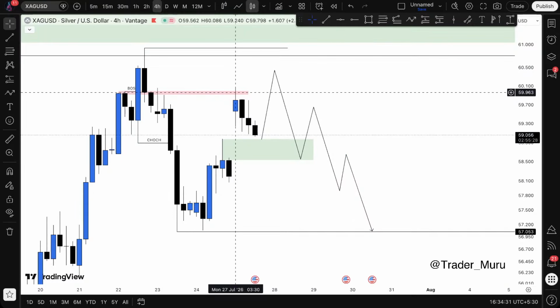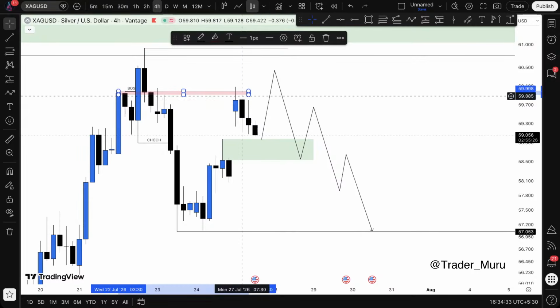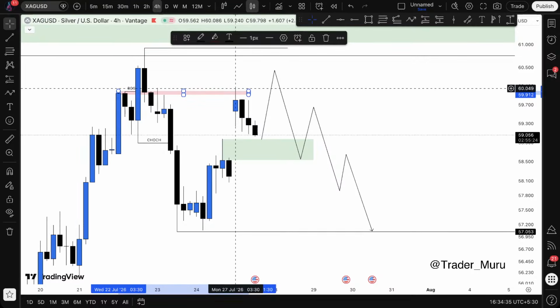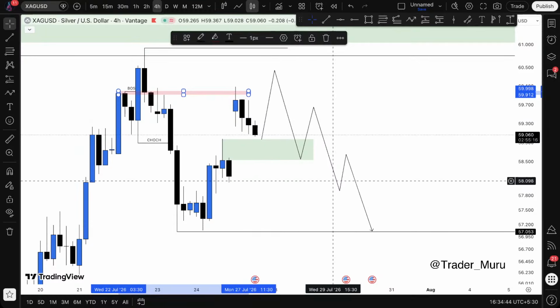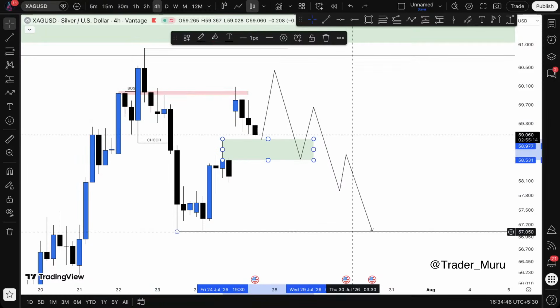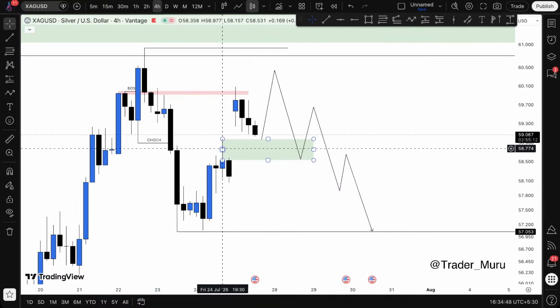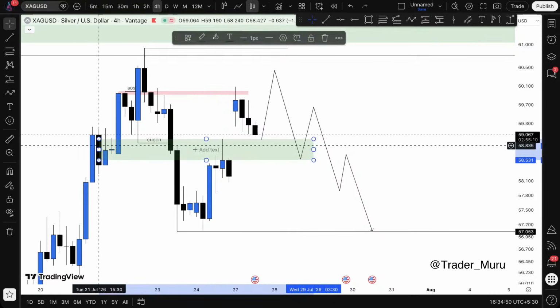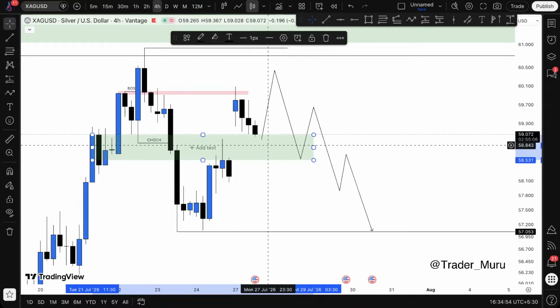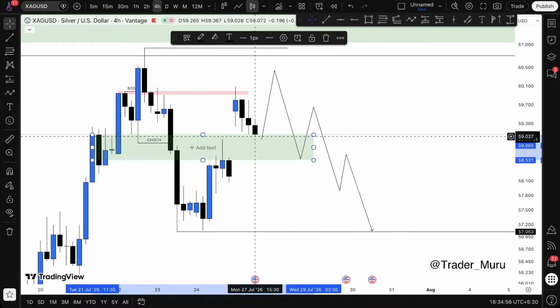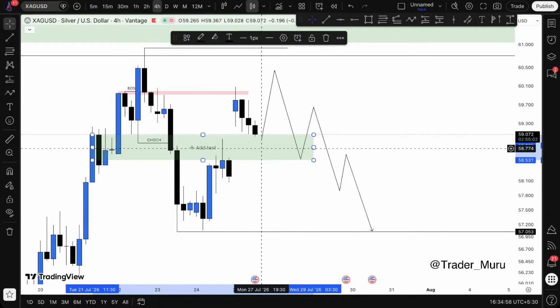Otherwise, this was a good area, QML. It already dropped nearer to $0.9. Now it needs to break below this area, then it can drop again. Otherwise, this is a previous breaker block, so it is also a support zone. So wait for this area to break, otherwise you cannot short silver.